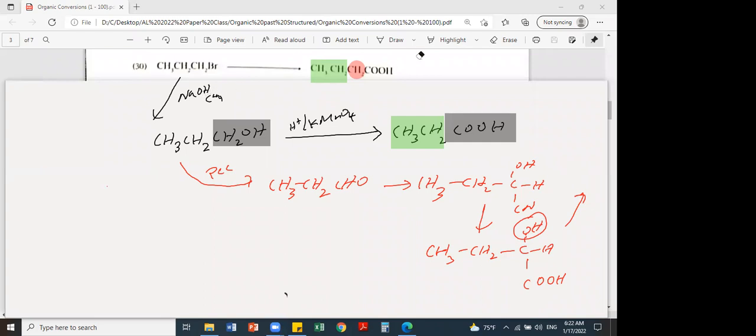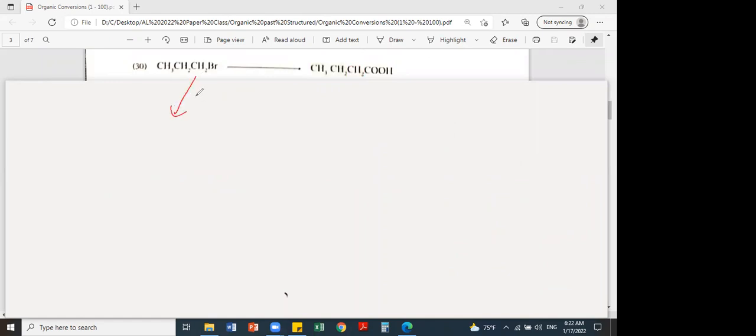Wait. You can do like this. You can put here alcoholic KCN. Then Br becomes CN: CH3CH2CH2CN. Then put H plus H2O, or dilute HCl, H2O. Alcoholic KCN. Is that correct?